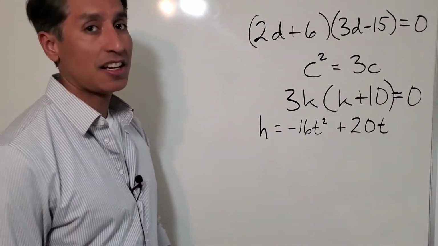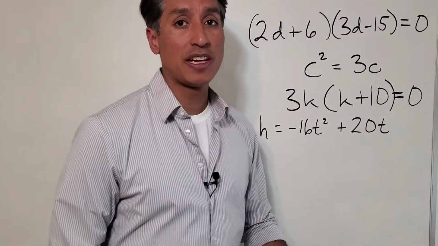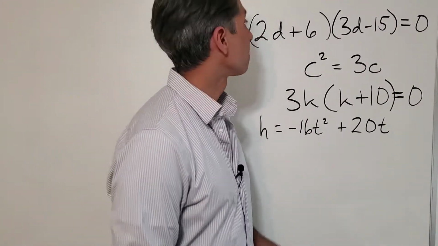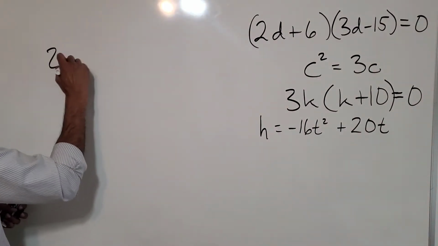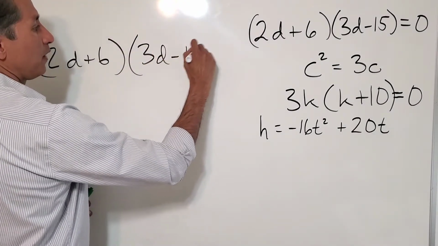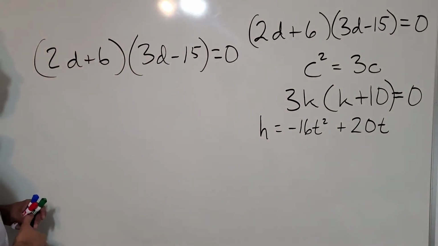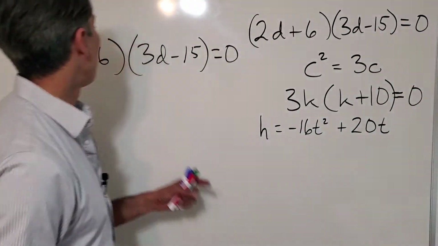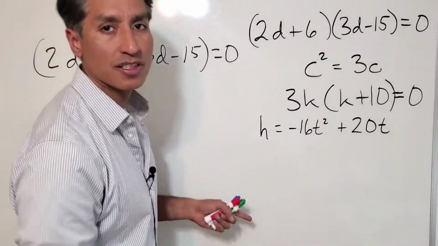All right. Now I know I've mentioned this in class, and so if you know what to do with these, just start working through these and see what you get. If you don't know what to do, then let's do these guys together. So this first one up here, let me just rewrite it. I got 2d plus 6 and 3d minus 15 equals 0. Okay, so really what you're trying to do here is say, okay, I know that this guy equals 0, or this guy times this guy equals 0.